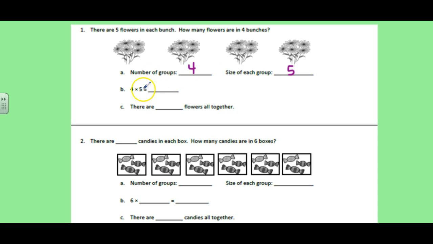And just like we learned in the previous lessons, however many groups there are, that's usually the number that we write first in our equation. So we've got 4 because there's 4 groups. Multiply that by 5 because there's 5 flowers in each group. And if you were to count by 5s 4 times, you could say 5, 10, 15, 20, and you would know that 4 times 5 is 20. So last part, it says there are 20 flowers altogether.